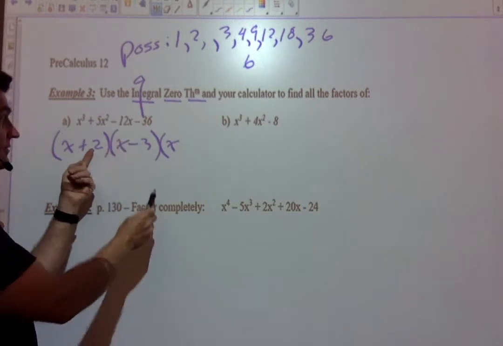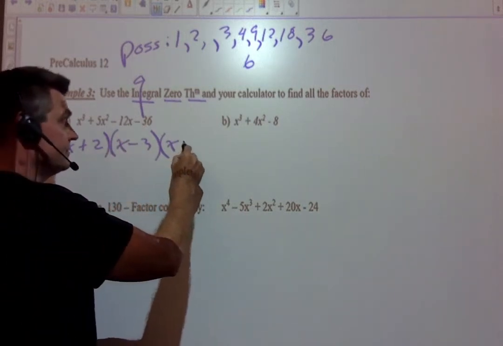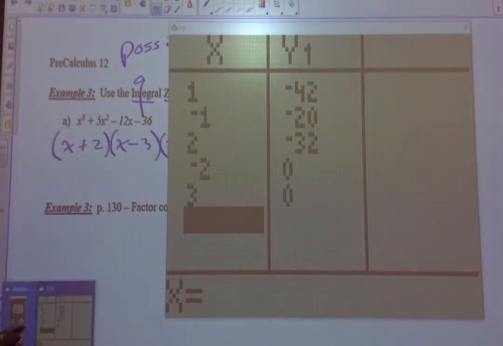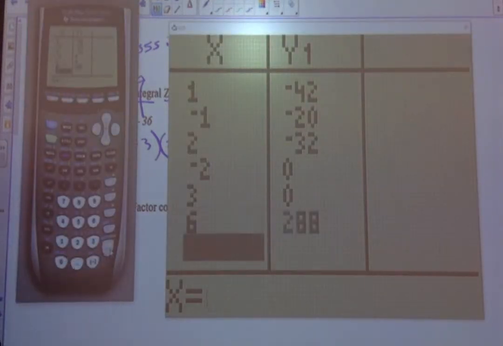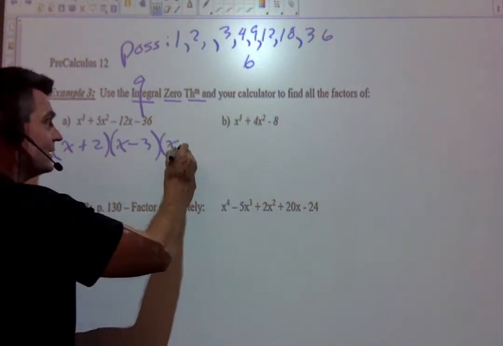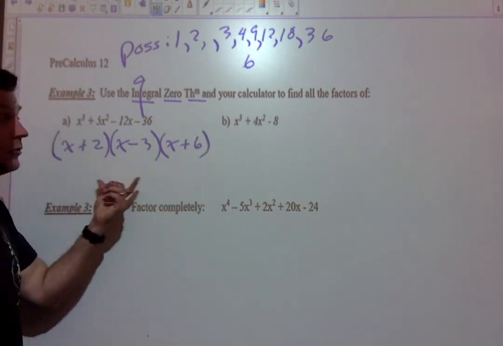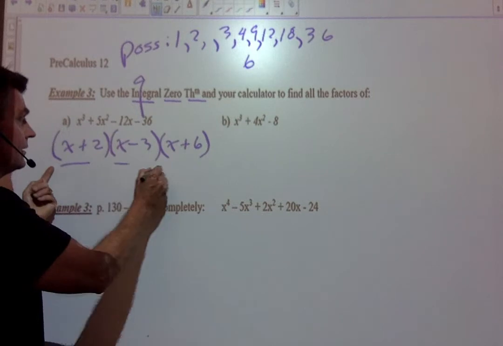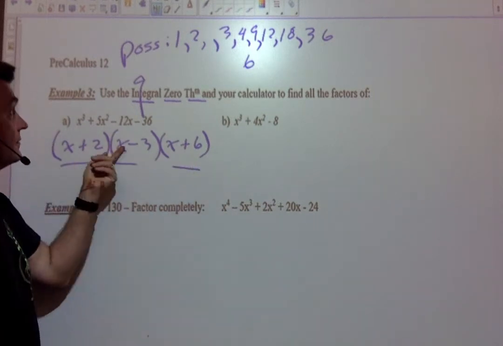Negative 36, well, this is negative 6. I bet you this is, hang on, is this 6 or negative 6? 6. No, negative 6. Yes. So it's x plus 6. Yeah, you know what? You can probably guess this last one. So there you go. You just factored a cubic into 3 factors.